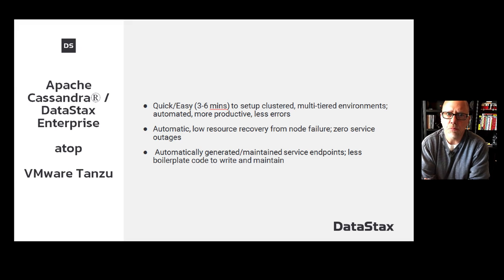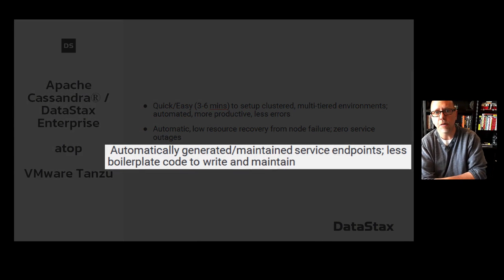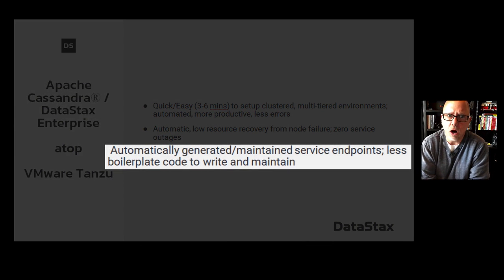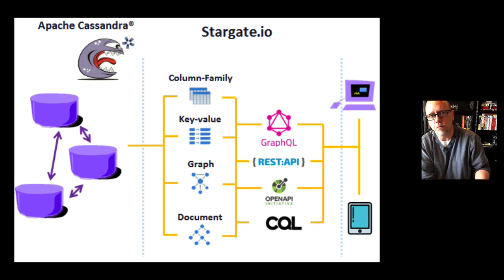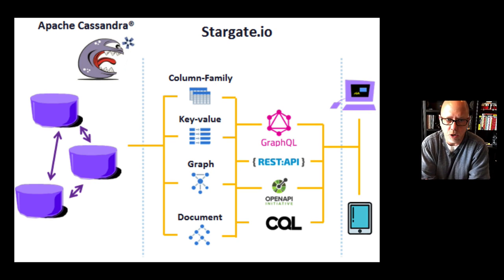Lastly, to aid in programmer productivity and to accelerate time to innovation, we display the automatically generated and maintained service endpoints in each of REST, GraphQL, and the document API. This functionality arrives via the open source Stargate.io project, licensed as ASLv2, equal to Apache Cassandra, both of these projects led by DataStax but contributed to by many private corporations and the public at large. Stargate exists as a Tanzu replica set and is a stateless middle tier between the application and Apache database cluster.